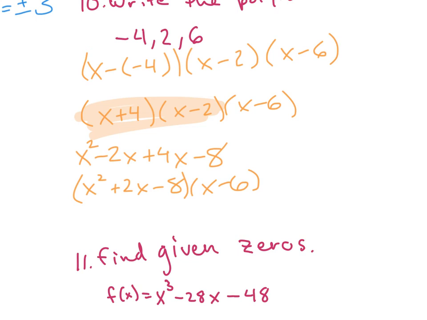Now every term in our first parentheses has to get multiplied to every term in our second. So we have x squared times x, which is x cubed, x squared times negative 6, negative 6x squared, 2x times x is 2x squared, 2x times negative 6 is negative 12x, negative 8 times x is negative 8x, and negative 8 times negative 6 would be positive 48.